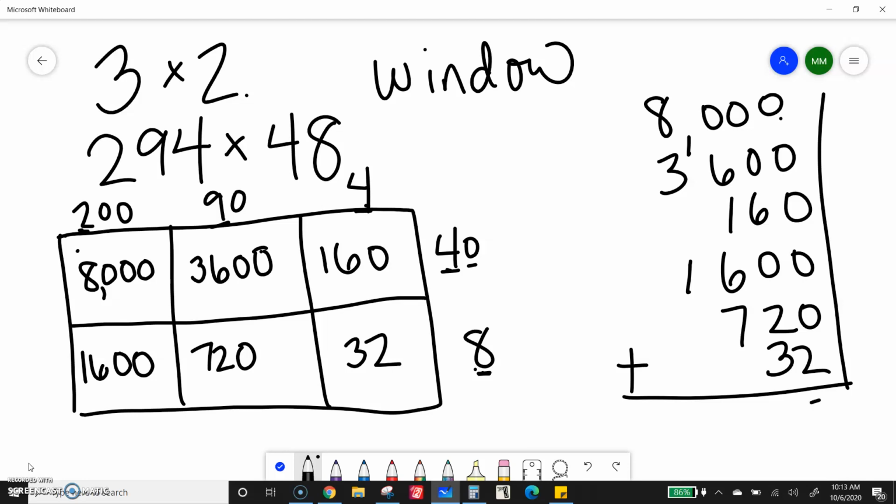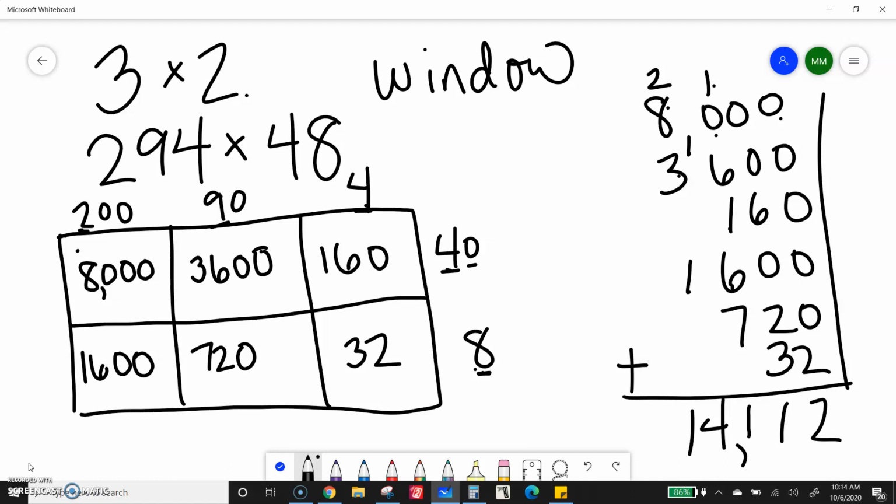So 0, 0, 0, 2, 0, 0, 6 plus 2 is 8, plus 3 is 11. 1 plus 0 plus 6 is 7, plus 1 is 8. Plus 6 is 14, plus 7 is 21. And then I have 2 plus 8 is 10, plus 3 is 13, plus 1 is 14. So I get 14,112. Let's do another example of the window method.